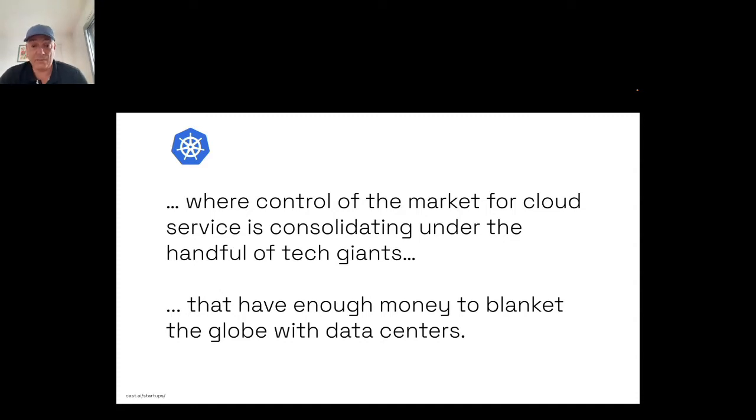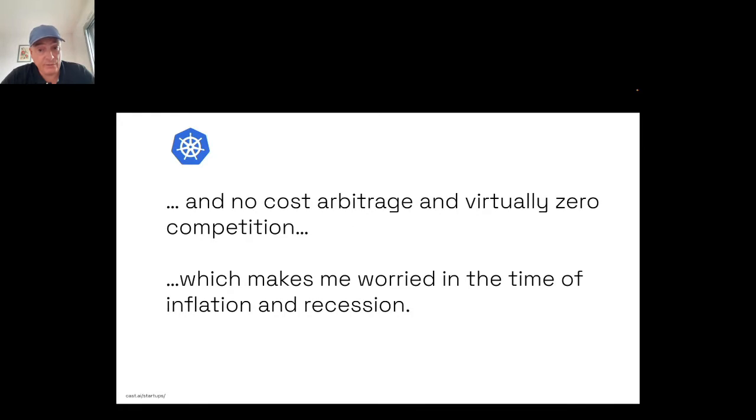And if you don't like them anymore, or if you feel that their prices are too high, or if they just increase their price, like what happened last month, there's not a lot of things you can do about it. That's why this freaks me out personally. There is no cost arbitrage. There's virtually zero competition. Let me say why.